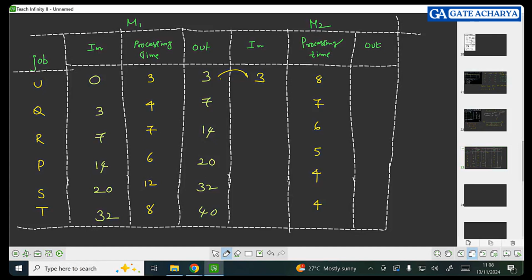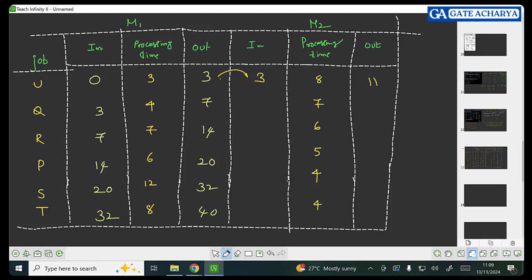And at the third minute, once it is finished, immediately it will enter into the second machine and take some time to process. That processing time is 8, so it will take a total time in machine 2 of 11 minutes. Third minute it enters and then 8 minutes it is taking operation and then at 11 minutes it will come out, right? Next. But here you can understand one thing.